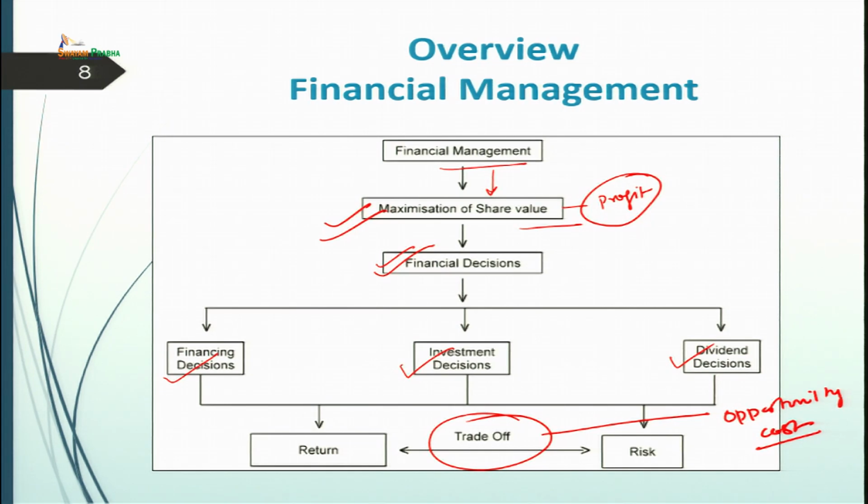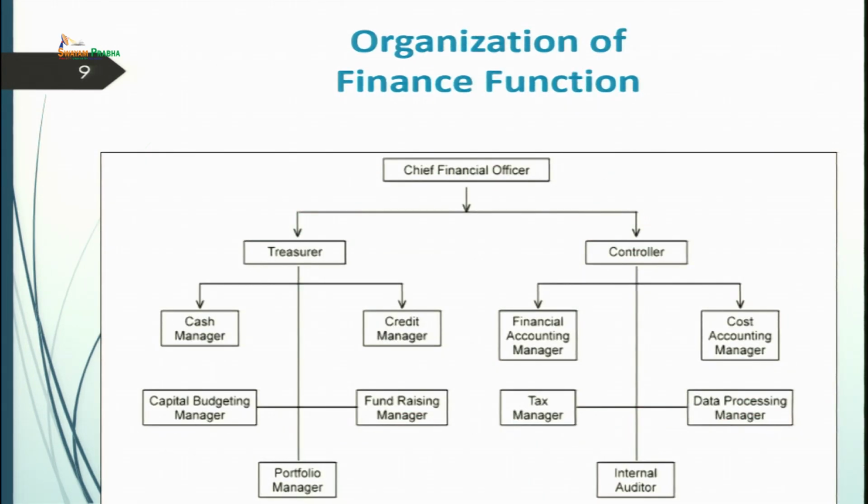Now let's look at the organization structure of the finance function. In any organization, there is going to be one main person, the Chief Financial Officer, the CFO of the organization, who obviously works below the Chief Executive Officer. And there is going to be a treasurer and a controller of the organization. The treasurer's job is very proactive. However, the job of the controller is reactive.